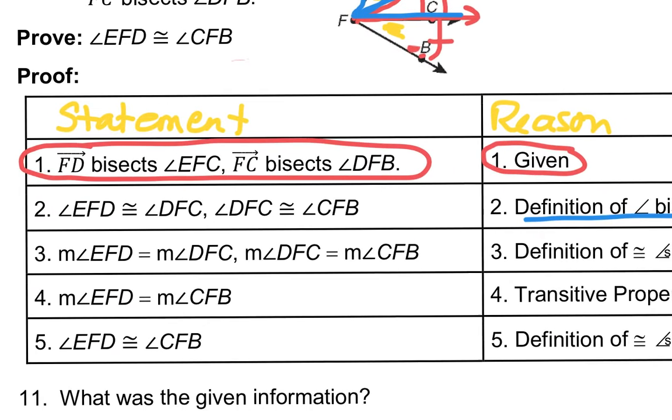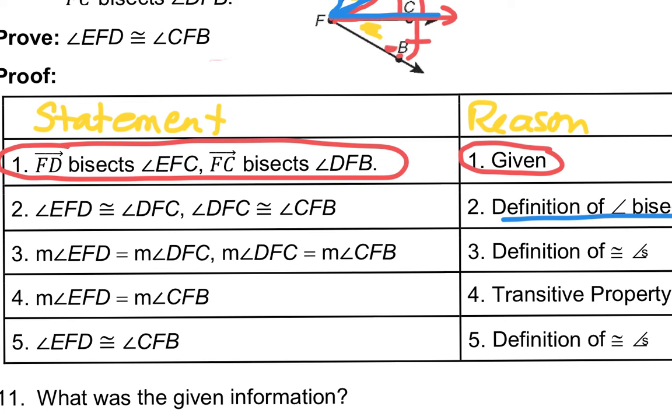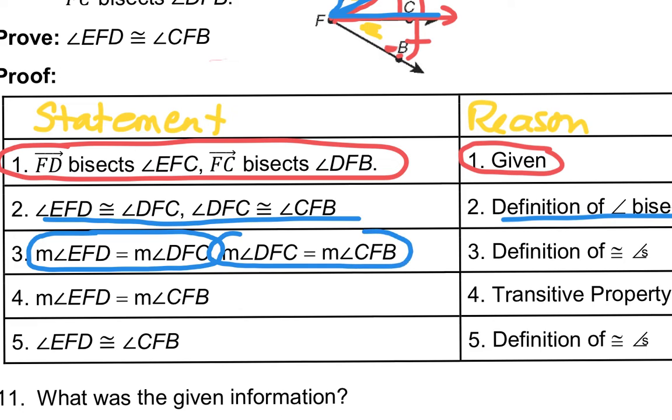The next line is where things get a little weird. The next line, it's almost identical to line 2, but they're going to write measure of angle EFD is equal to the measure of angle DFC. So this is where geometry people can get really particular. The difference between a congruence and an equality. When we're talking equality, we're talking numbers. So we say the measures of the angles are equal, but the angles themselves are congruent.